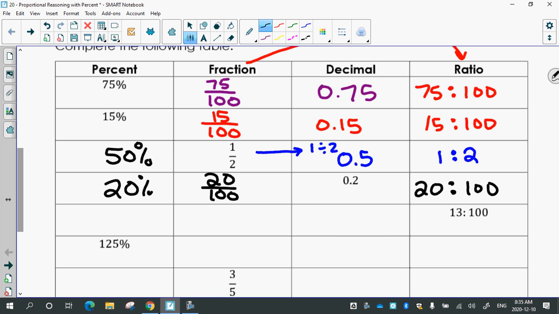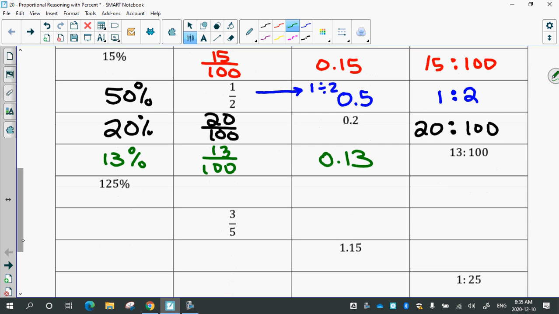This one, 13 to 100. Well, we know we can write it as 13 over 100. That's just a different way of writing the ratio. We know that 13 out of 100 means 13%, because out of 100 means percent. And then we can do 13 divided by 100 to get the decimal. 0.13, perfect.